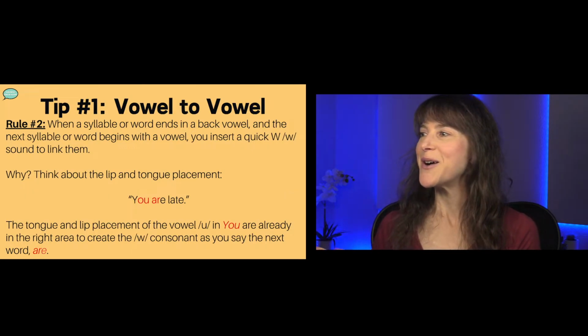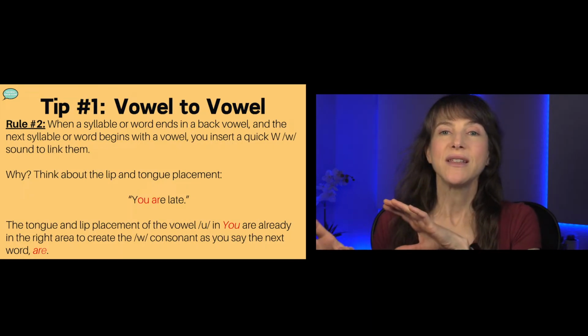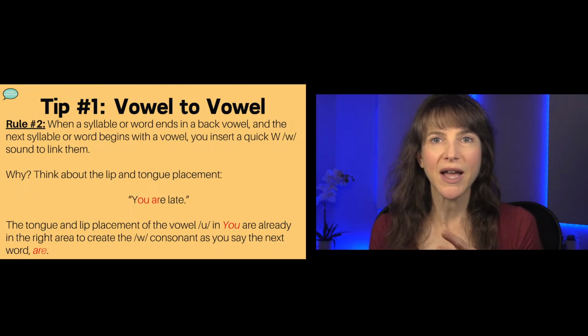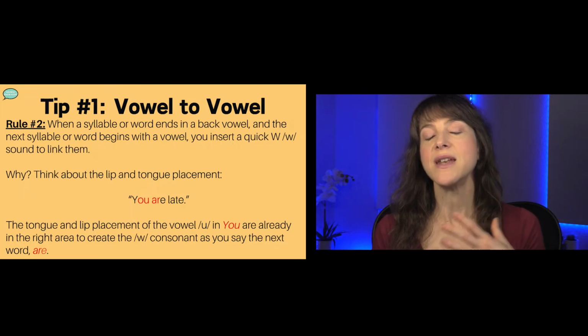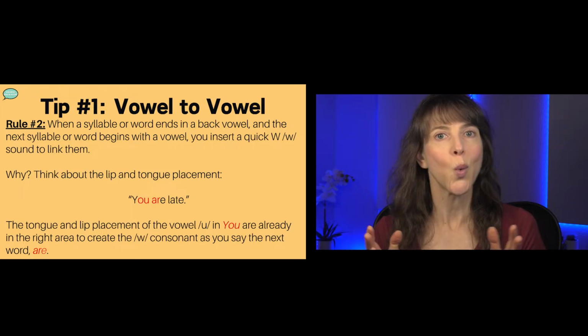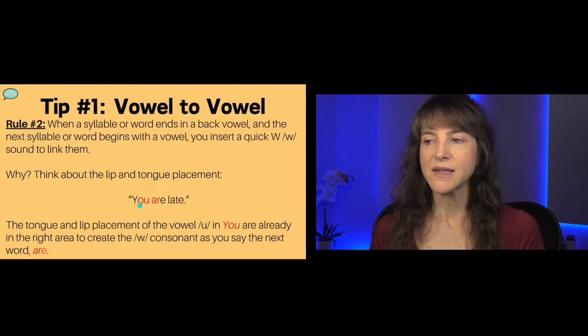All right, so now let's move on to rule number 2. So we did the front vowels. Now what about back vowels? So when a word or syllable ends in a back vowel, and the next syllable or word begins with a vowel, you insert a quick w consonant to link them. So why this consonant? Well, again, think of the lip and tongue placement. So here's your example sentence.